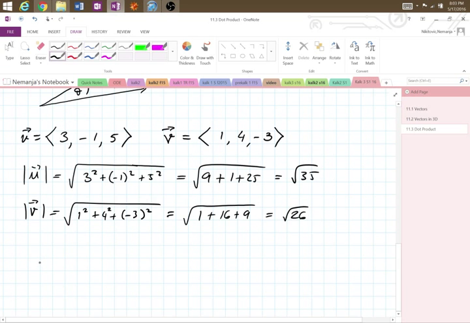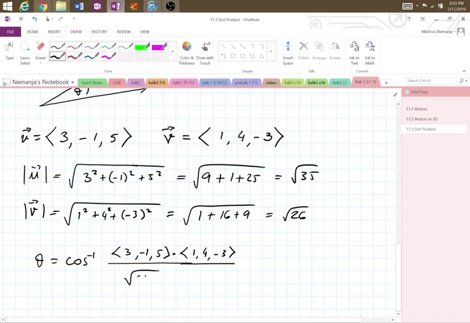And now we have that theta is equal to cosine inverse of the dot product. I'll write 3, negative 1, 5 dotted with 1, 4, negative 3, over square root of 35 times the square root of 26. So I have 3 minus 4 minus 15 divided by square root of something. Now what we're going to do is change the calculator into degree mode.